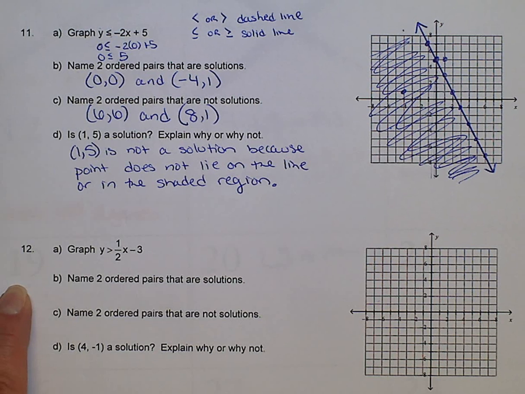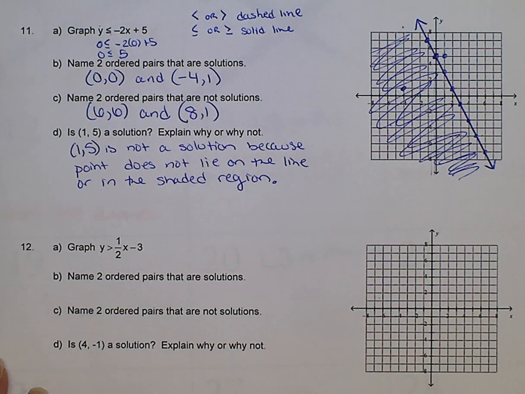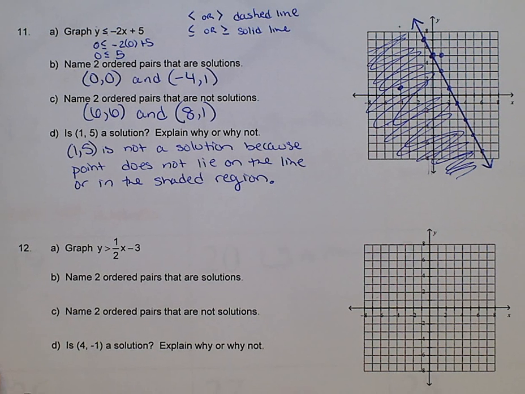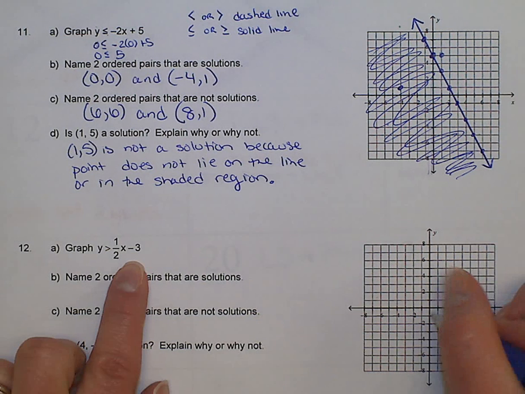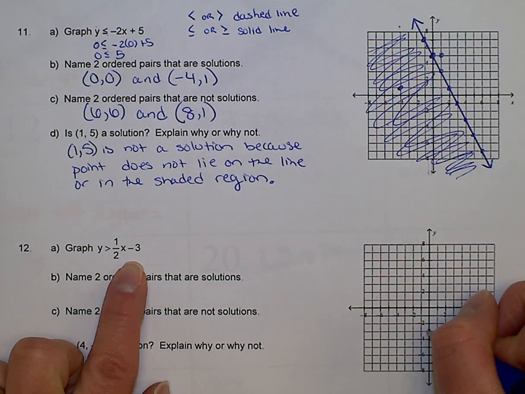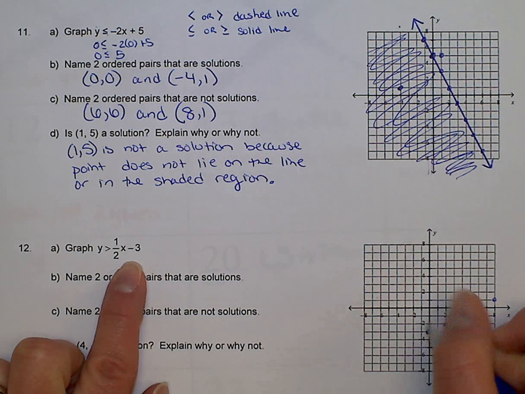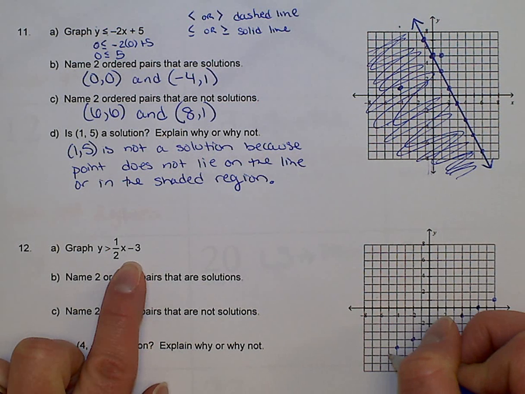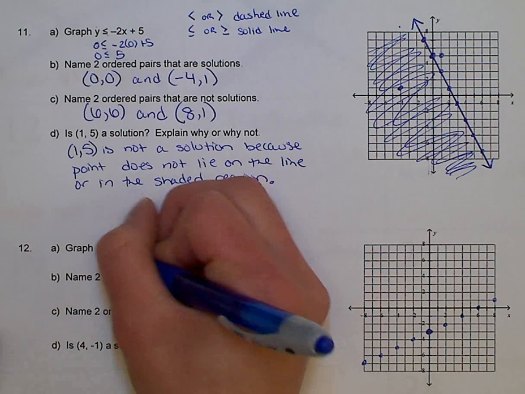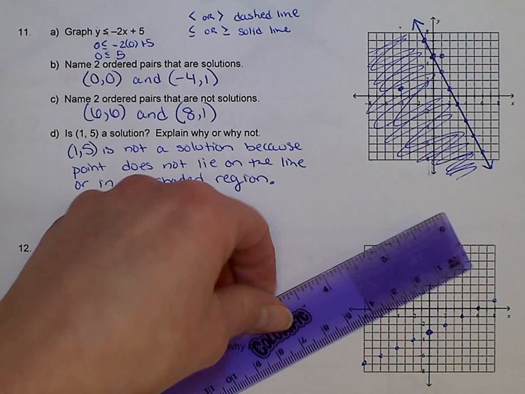Okay, in number 12, we have to graph y is greater than 1/2 x minus 3. So I'm going to do negative 3 as my y-intercept, and then 1/2 is up 1 to the right 2, or down 1 and to the left 2. Now we have a greater than. With a greater than, we use a dashed line.